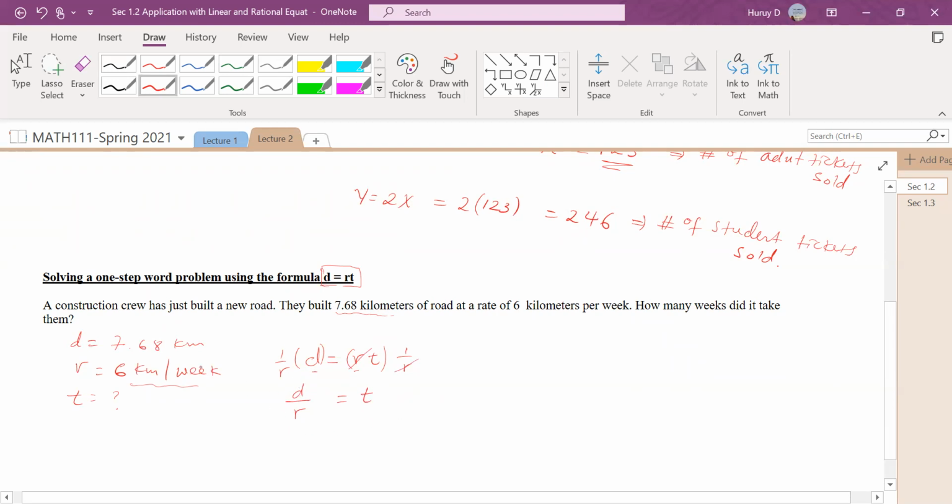Therefore, if we substitute those values in here, we have T equals, D is 7.68 kilometers, and R is 6 kilometers per week. So the kilometers will cancel out. And if we divide 7.68 by 6, let me see.